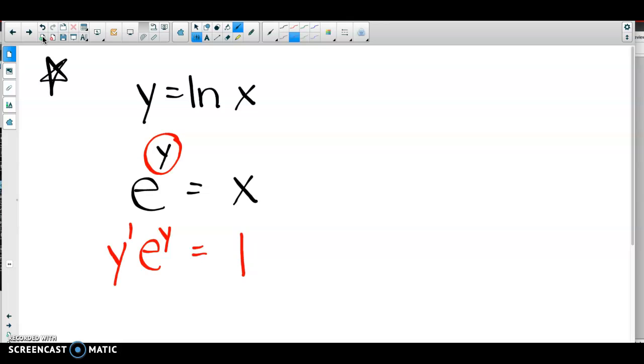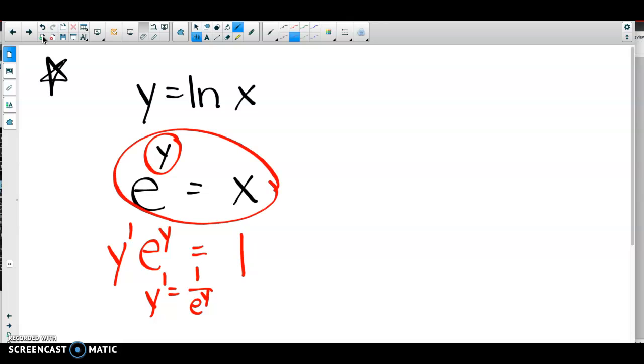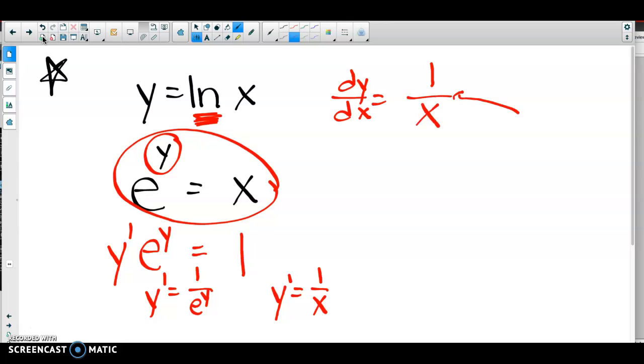So if I want to know what y prime is equal to, which is the derivative of the original function, y prime equals 1 over e to the y. And that's my answer. But look at what we already knew. e to the y equals x, so y prime is equal to 1 over x. We now have our new rule. The derivative of ln of x equals 1 over x. So ln functions are actually pretty easy to take the derivative of.